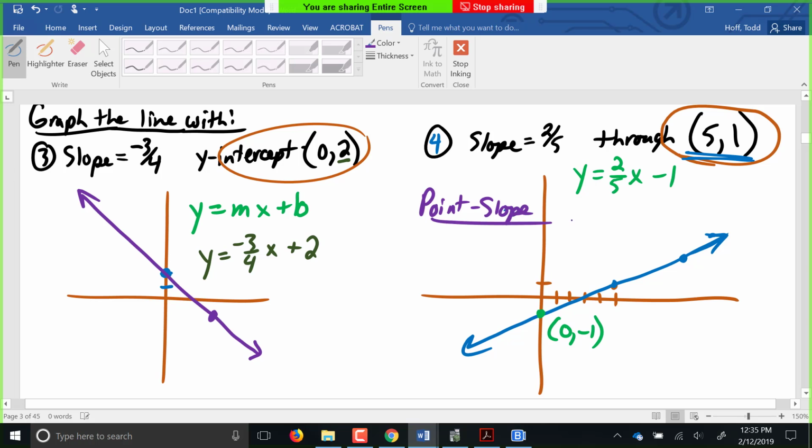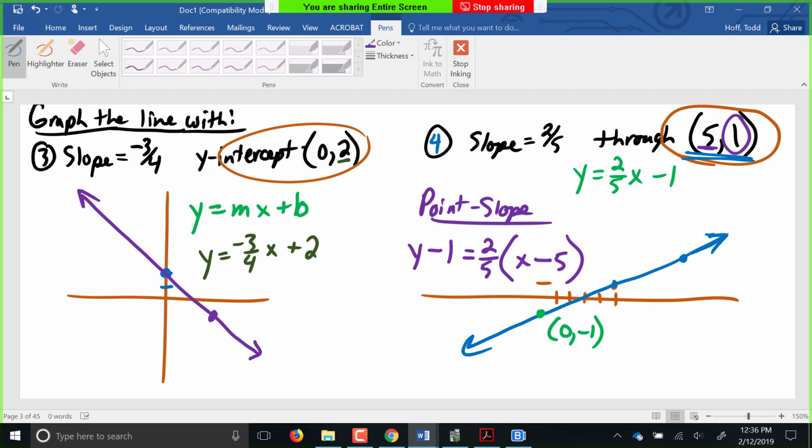In a review of the point slope form from yesterday, remember that is where we had y minus y1. Well, the initial coordinate for y is 1 there, so we put 1 in there, equals m, which is our slope, so 2 fifths, times x minus x1, which is the initial x coordinate to that point, which is 5. So that would be, I'm going to erase this axis so that's a little clearer, y minus 1 equals 2 fifths times x minus 5.